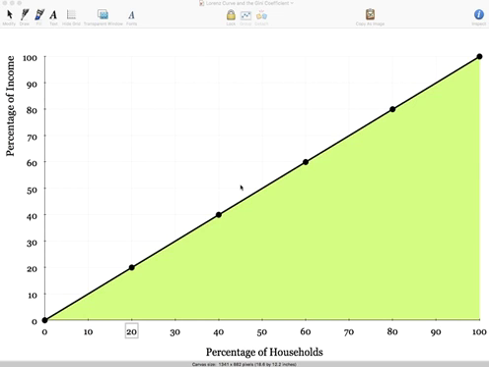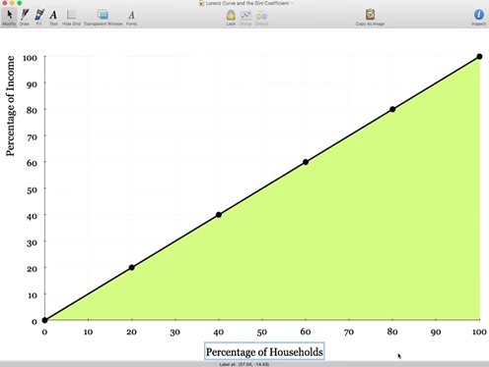And in this particular video lecture, I'm going to be taking a look at the Lorenz curve and the Gini coefficient. So what we're trying to do is measure income inequality. The graph itself has percentage of income on the y-axis and percentage of households on the x-axis.